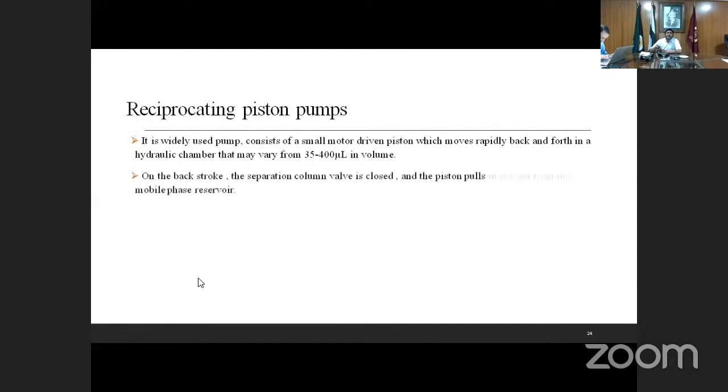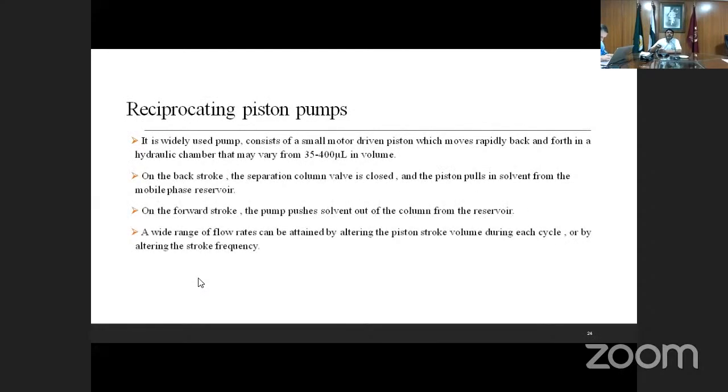Reciprocating piston pump, which we are using in HPLC. It is a widely used pump, considered small, consisting of a small motor-driven piston which moves rapidly back and forth in a hydraulic chamber that may vary from 35 to 400 microliters in volume. On the backstroke, the separation column is closed and the piston pulls solvent from the mobile phase reservoir. On the forward stroke, this is the whole phenomenon of how the HPLC pump works.